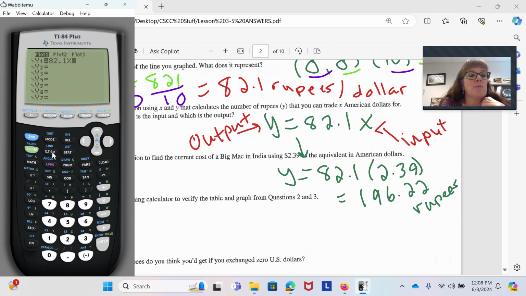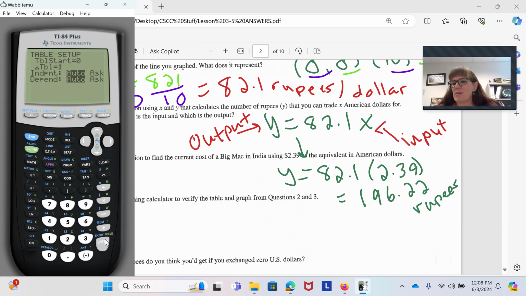Now let's set up our table. So I want to do table set, which was in blue. That means I have to use my second function. So second window will let me set up my table. Once I click that, it should say table setup at the top. My table on page 343 started at 0, so that's good. I'm going to hit enter there.